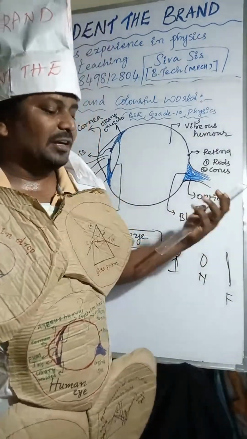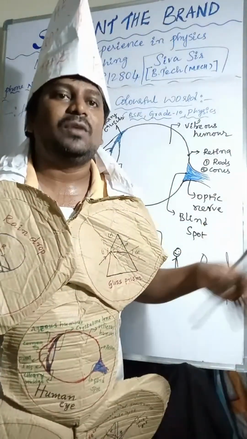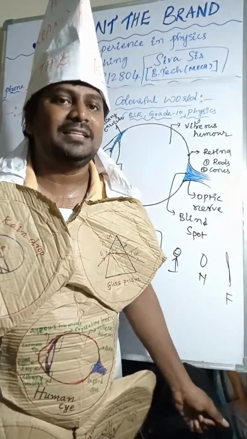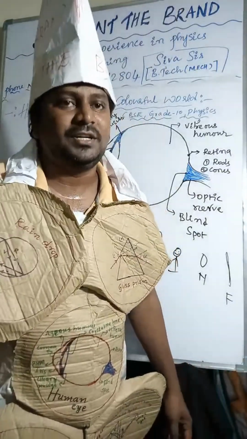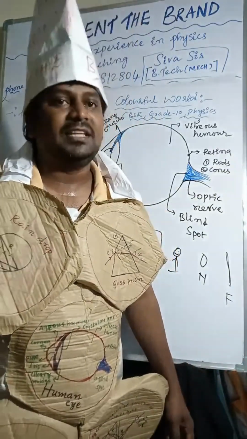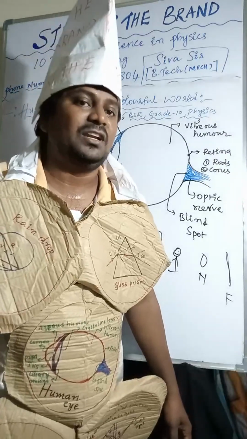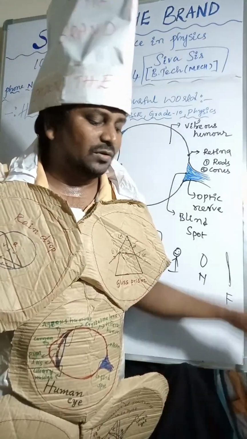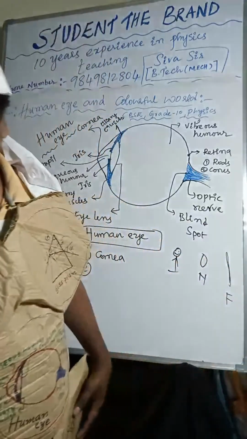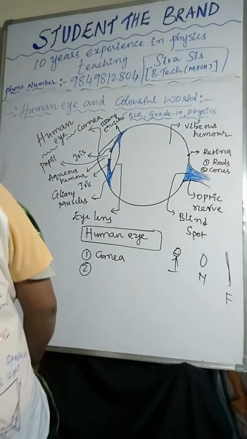Okay. So whatever we are seeing is only a 2D image. The brain will give the additional information: how much depth it is, how much width it is, how much distance it is, everything. I hope it is very clear. So this is a brief discussion about the human eye.